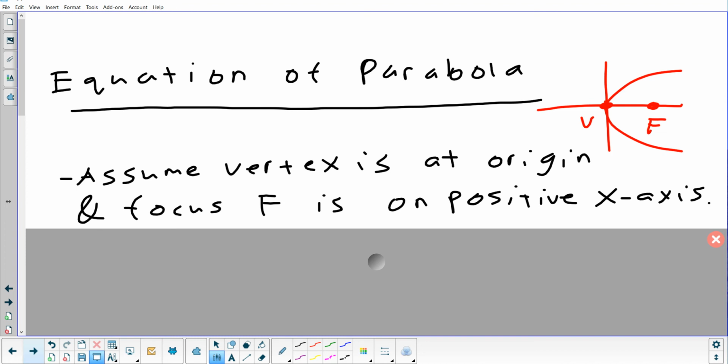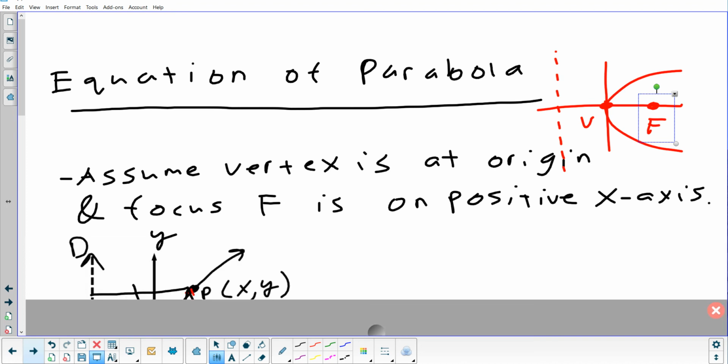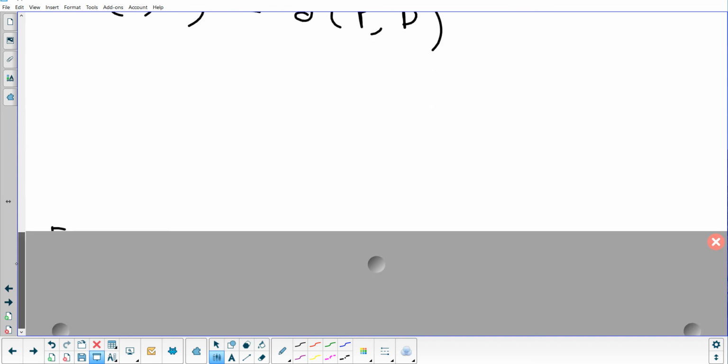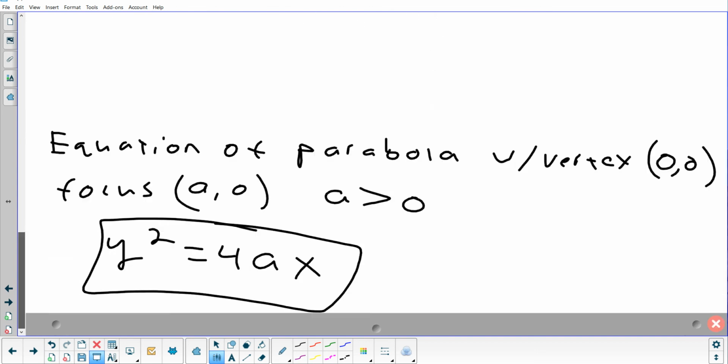Now, if we know that, what kind of line would the directrix be? Horizontal or vertical? It would have to be a vertical line, and the distance would be equidistant to the focus. So your directrix would be over there. And the equation for the situation I just described is y squared equals 4ax. So this is the standard form of a parabola at the origin, opening to the right.